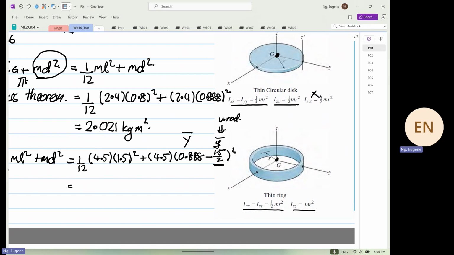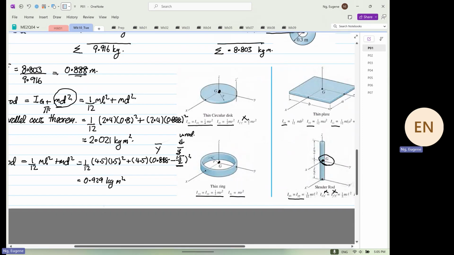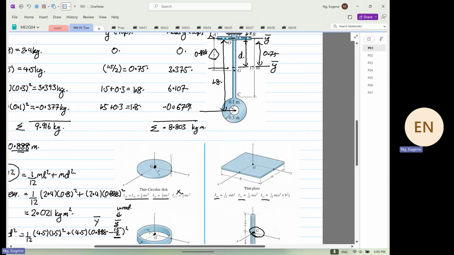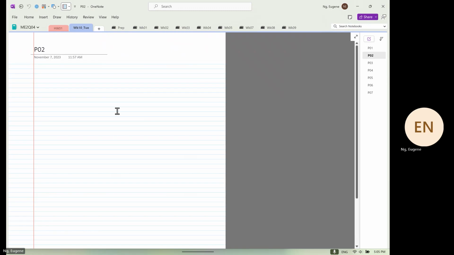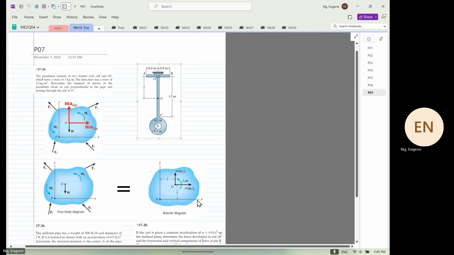So this is equal to what? 0.929 kilogram meter squared. Now, I'm going to show you what not to do, okay? I'm going to show you what not to do. I'm going to copy this. I'm going to show you what not to do.